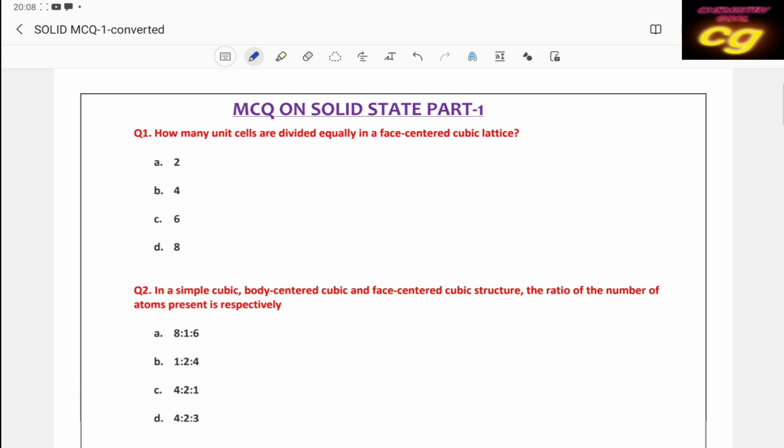Hello students, now we are going to discuss some multiple choice questions on solid state. These questions are mainly based on the CBSE examination, and they are also important for competitive examinations like NEET and JEE. In the next video, get ready, we'll discuss some higher order thinking questions from this chapter, solid state.